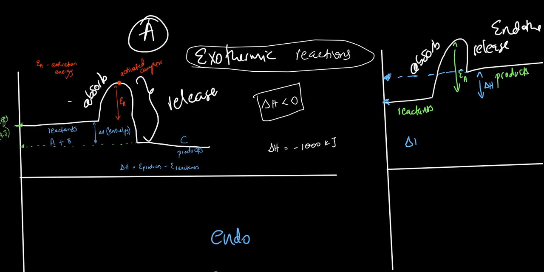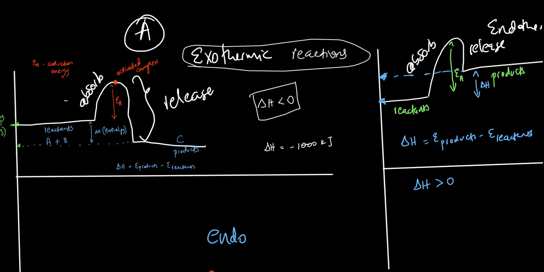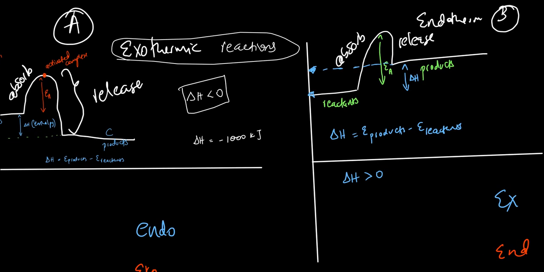So it's going to be products minus reactants still, and we are going to get the enthalpy as less than 0. No, sorry, as positive now, because the products have higher energy. They have higher energy for endothermic reactions, so therefore the enthalpy will be positive. And that's how you should just remember it.